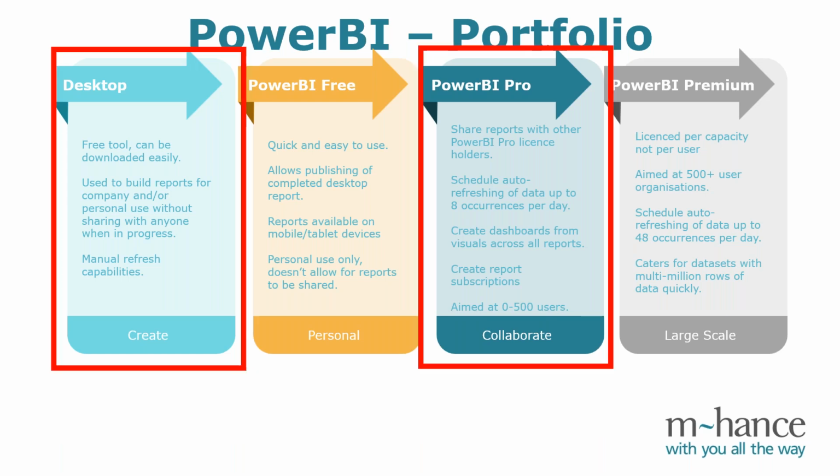So the two that we really concentrate on here at m-hance are Desktop and Power BI Pro. Create the reports in Desktop, play around with the reports in Desktop. We always send you the Desktop files because they are what we hand over as part of any implementation. But your real benefit is the Power BI Pro licensing model, where you get your auto refresh, your dashboards, your collaboration elements, which is what you're trying to do, I'm assuming, in your organization: get the right level of detail to the right people at the right time.